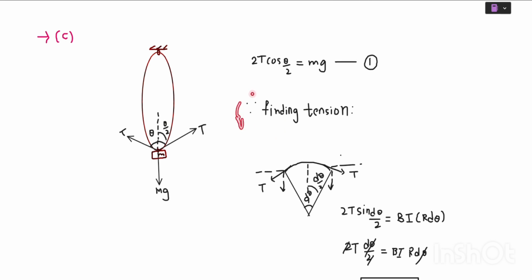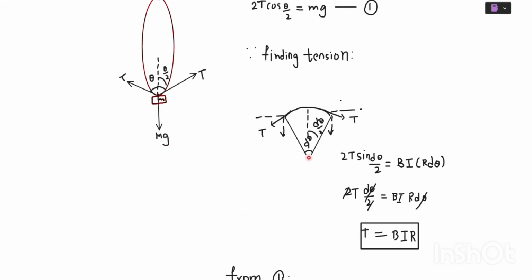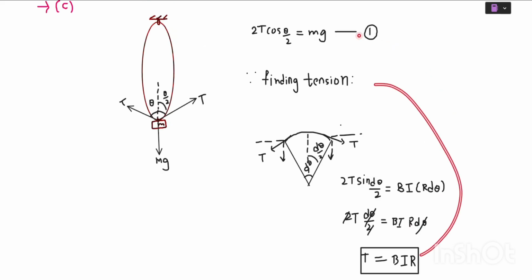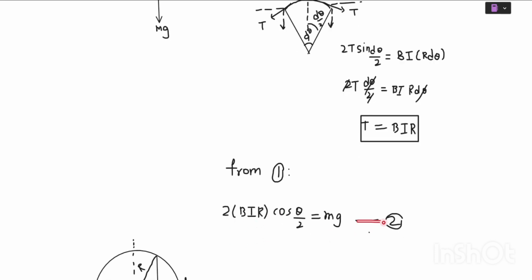Now we find the tension. You basically know how to find the tension in a circular arc. We consider a small element of angle d theta, which makes an angle d theta by 2 with the vertical. Equating the forces, 2T sine d theta by 2 equals the magnetic force B I into dl. In place of dl, I substituted r into d theta. After solving this, we get tension equals B I R. We substitute this tension in equation 1. Finally, we get 2 times B I R into cos theta by 2 equals mg, which we call equation 2.